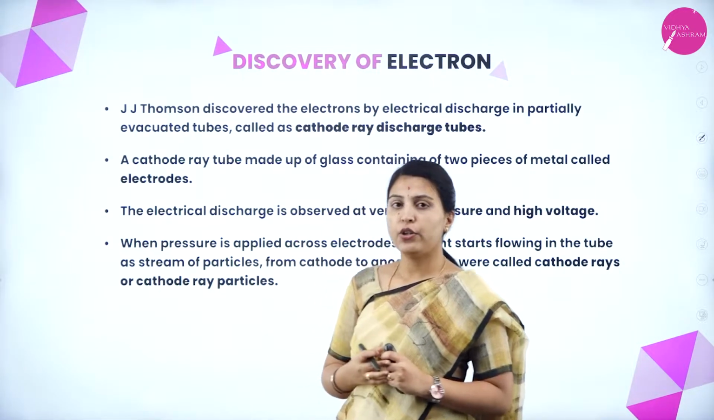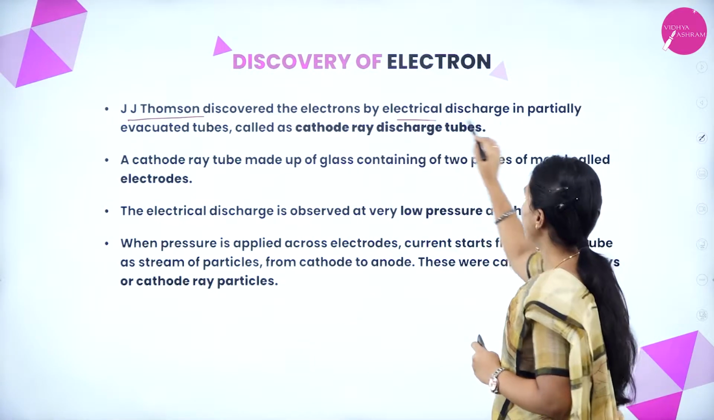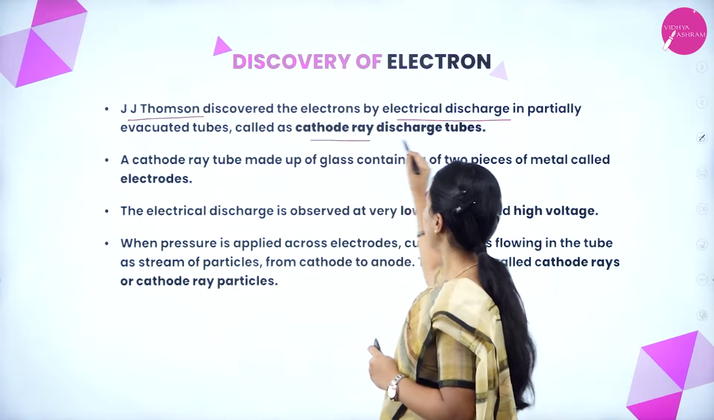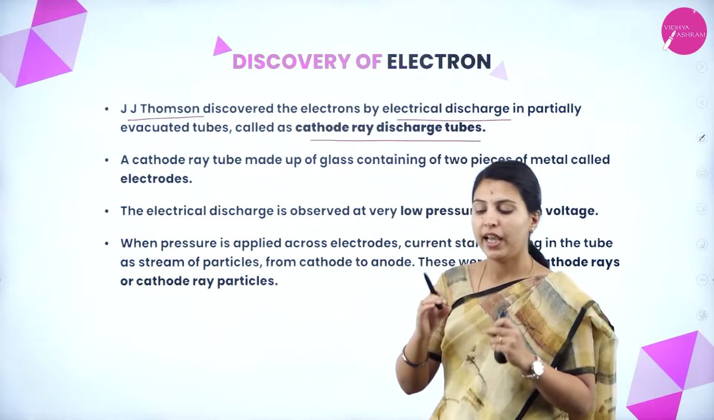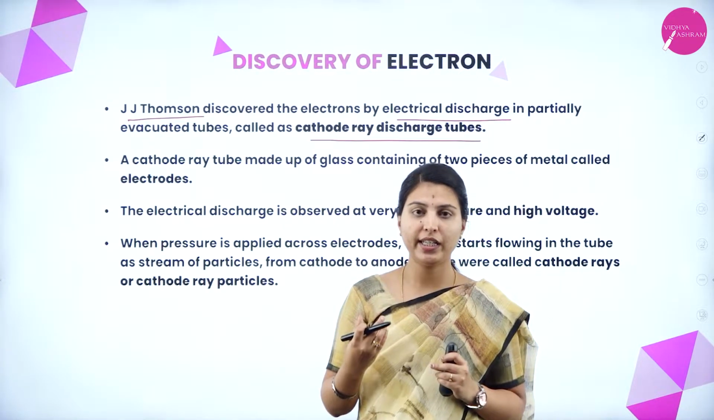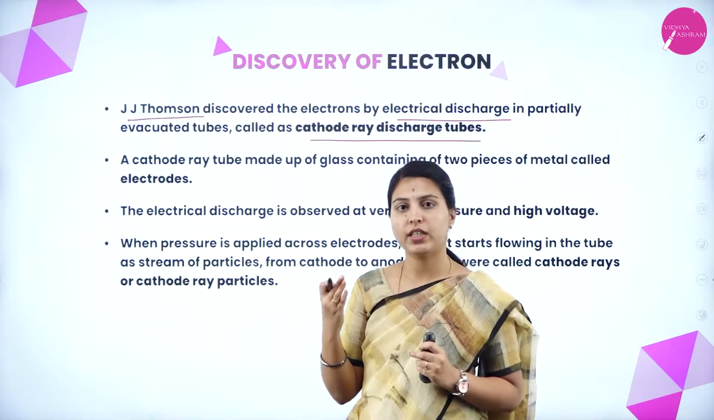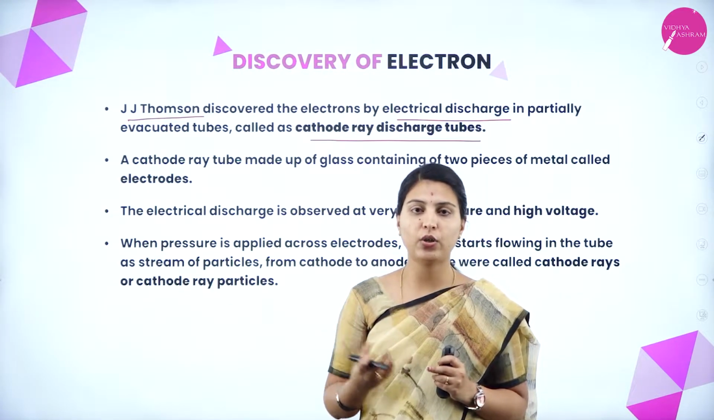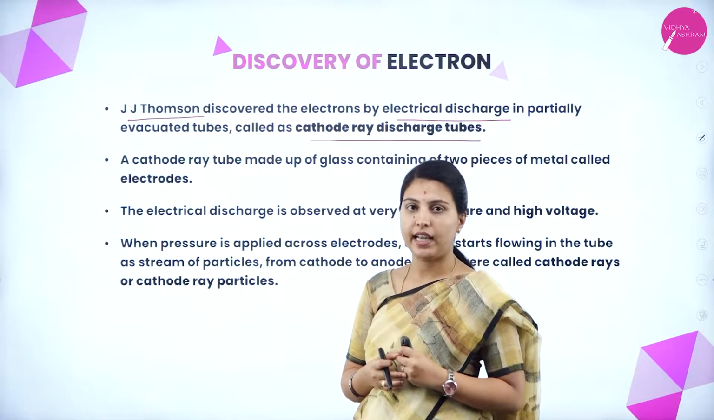The discovery of the electron was first done by J.J. Thomson, using electrical discharge in partially evacuated tubes called cathode ray discharge tubes. J.J. Thomson, a chemist, took a cathode ray discharge tube. It was partially evacuated, gas had been given, and two metal pieces were there. Those metal pieces are called electrodes. One metal piece or electrode is called the anode, and the other is called the cathode.